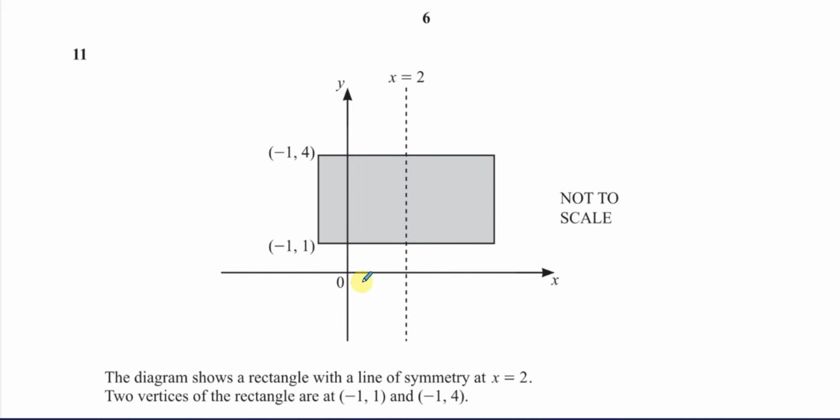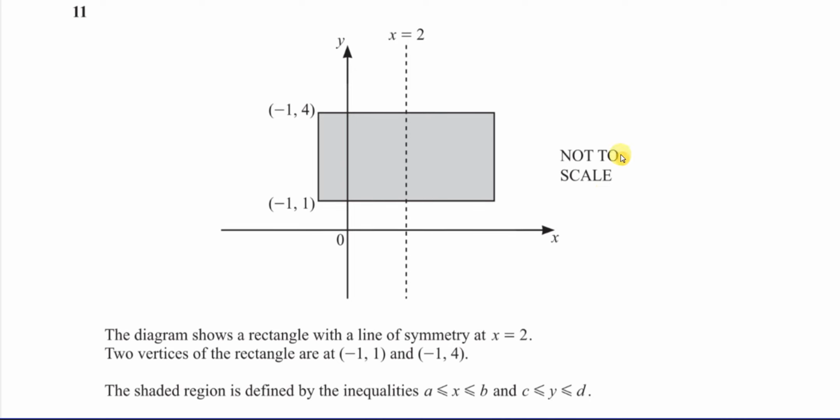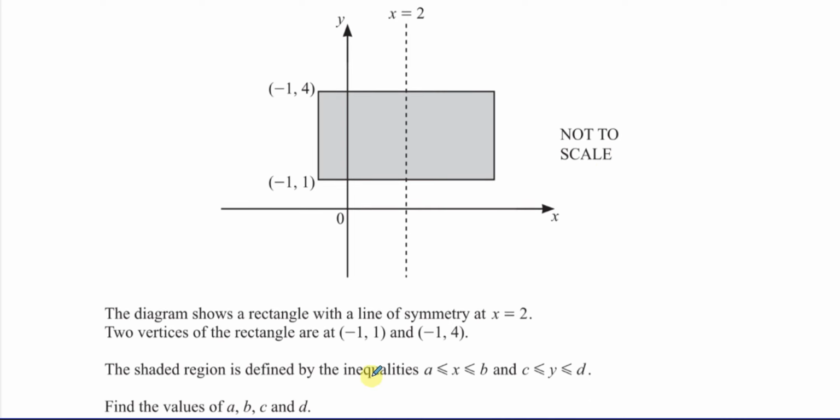You have a pair of axes, x and y. It says this shows a rectangle with a line of symmetry at x equals 2. The two vertices of the rectangle are (-1, 1) and (-1, 4). Those are the two on this side of the rectangle. The shaded region is defined by the inequalities: x is between A and B, including A and B, and y is between C and D, including C and D. Find the values of A, B, C, and D.